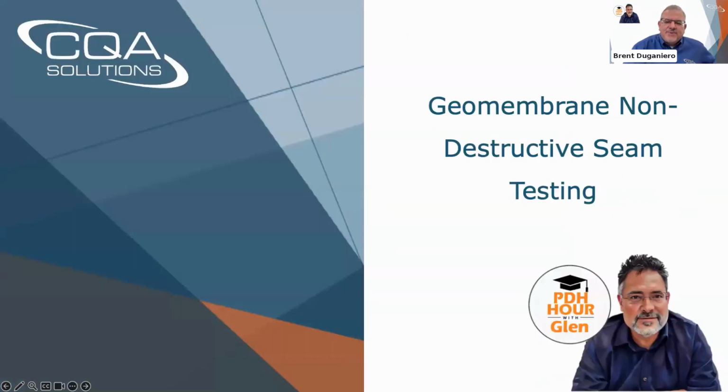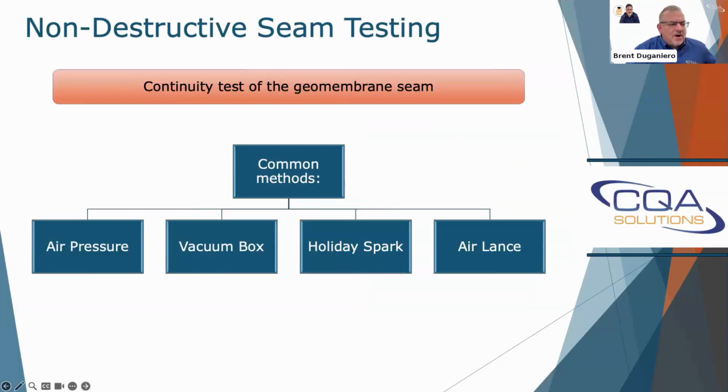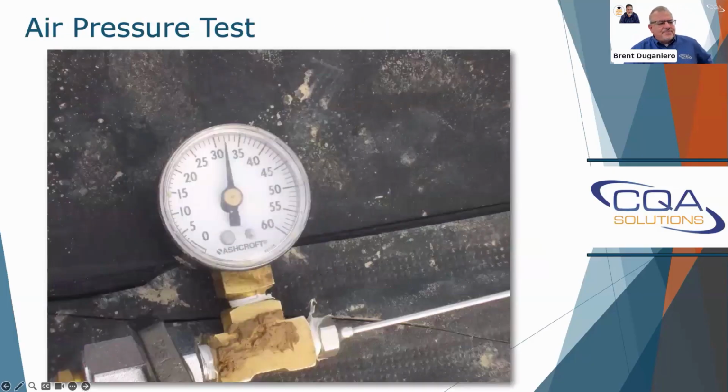All right, so on our project, we've got our seams done, and now we're going to start non-destructively testing them. So our non-destructive test, otherwise known as a continuity test, there's 4 common methods that you're going to see. The 2 most common you'll see are the air pressure test and the vacuum box. Now, I would imagine most folks attending today probably are familiar with both of those, but we'll also briefly talk about the holiday spark test and the air lancing.